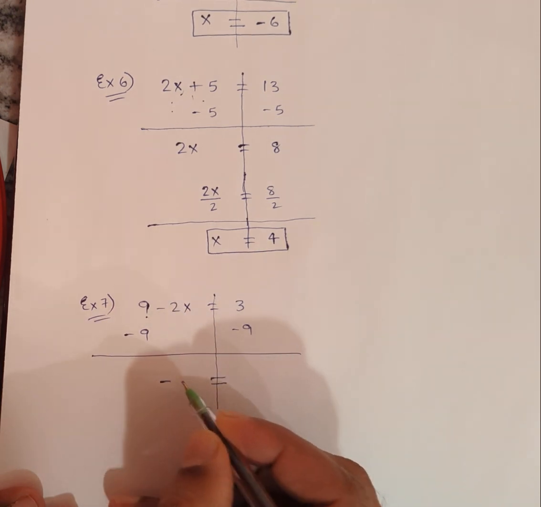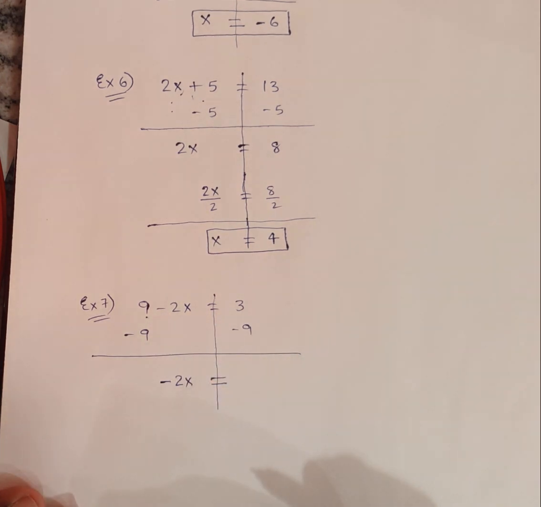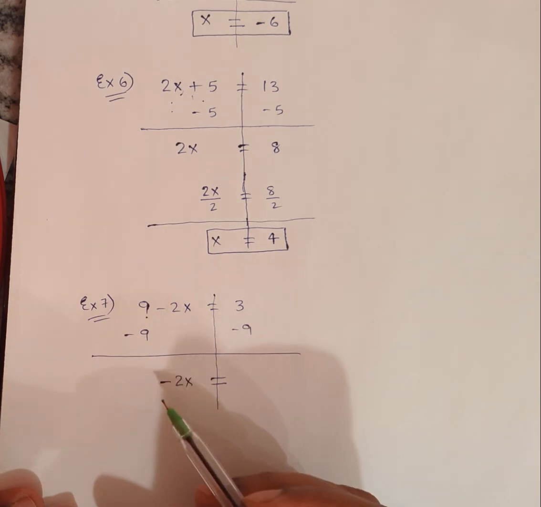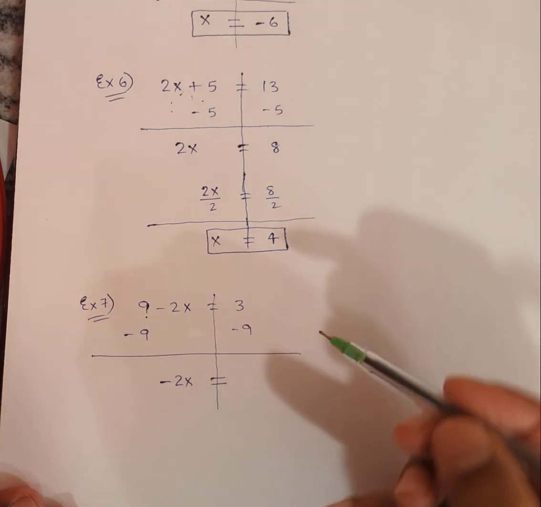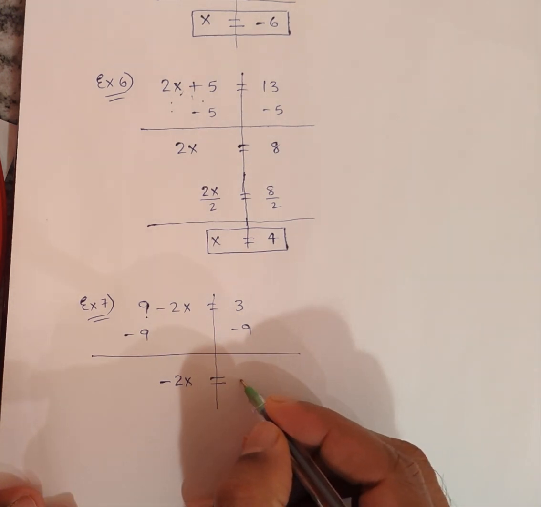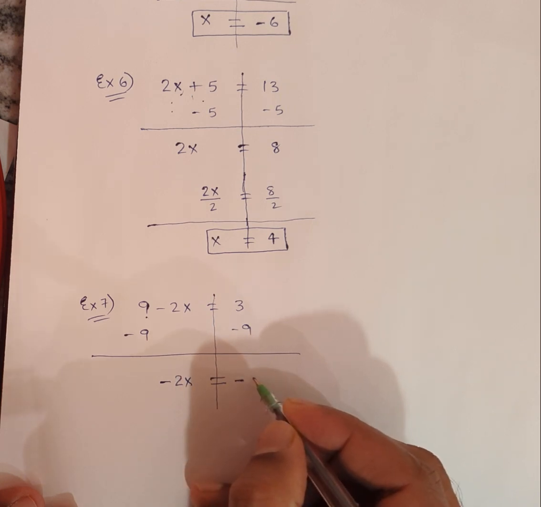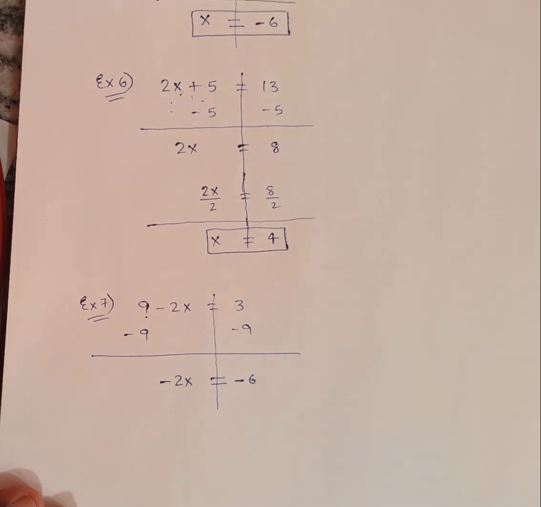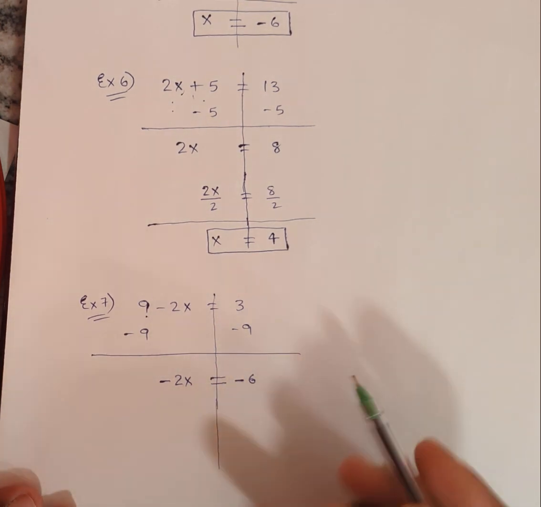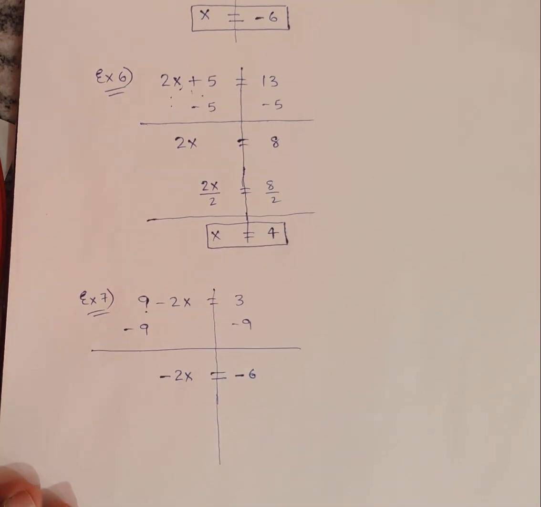Now, one common mistake again is to forget that negative 2x. If you see a negative, pay attention to that and you want to copy that. And on the right, 3 minus 9 is negative 6. Yeah, we're not dividing, we're subtracting 9. So after the first step, we got this equation, negative 2x is equal to negative 6.